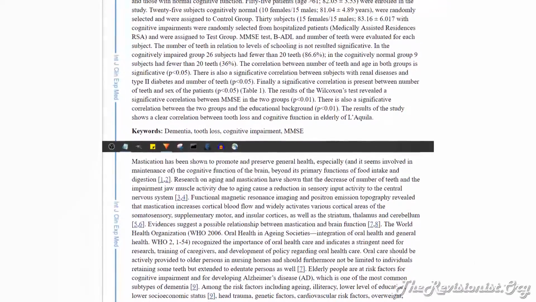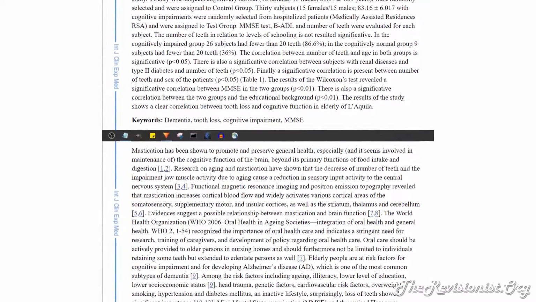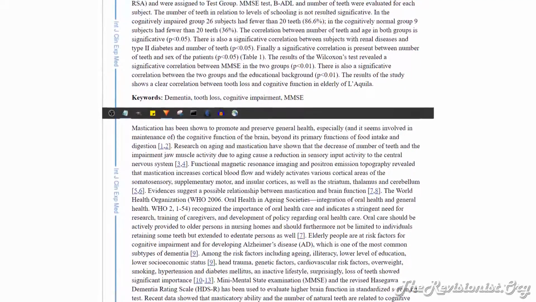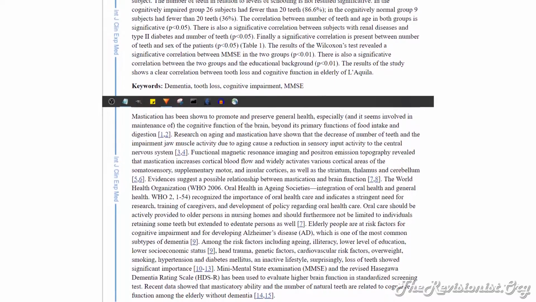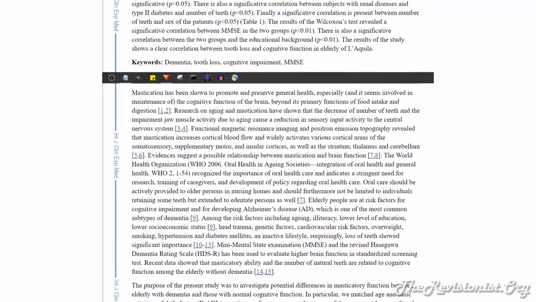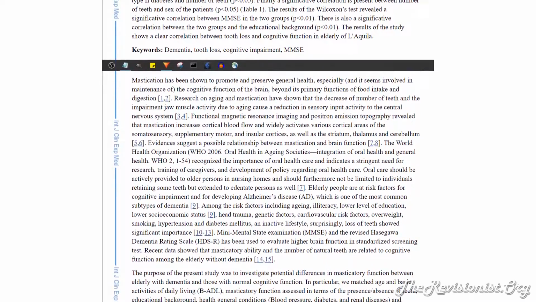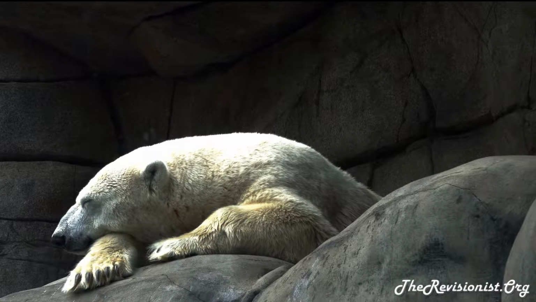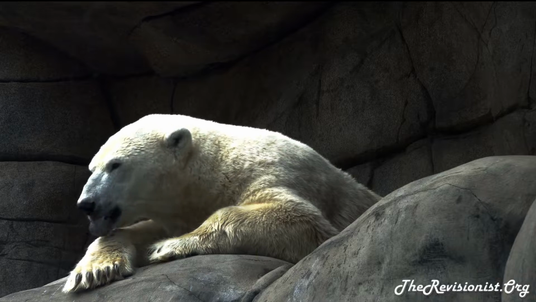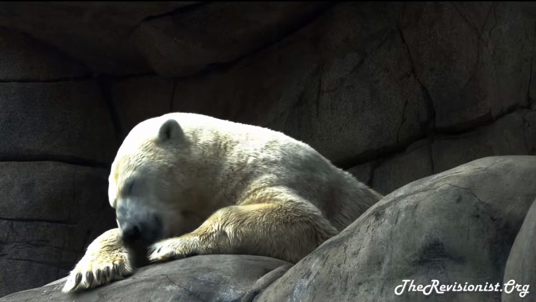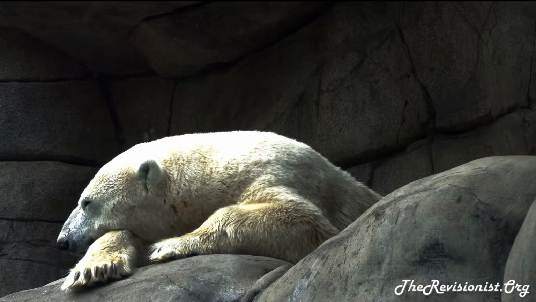Functional magnetic resonance imaging and positron emission tomography revealed that mastication increases cortical blood flow and widely activates various cortical areas of the somatosensory, supplementary motor, and insular cortices, as well as the striatum, the thalamus, and the cerebellum. Chewing reduces stress. So mastication not only stimulates the brain directly through the neural connections in the mouth, but also positively affects the brain function indirectly through our endocrine and autonomic systems.